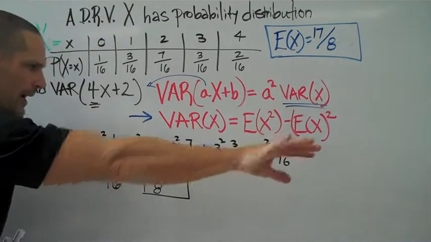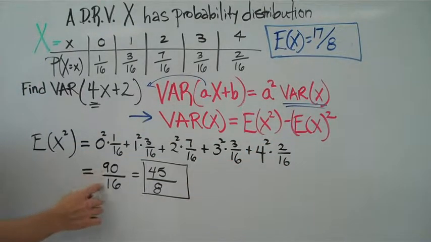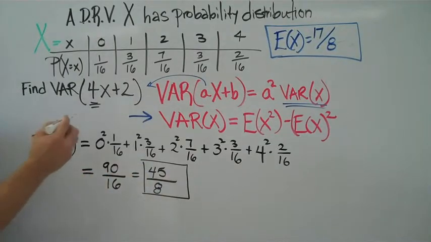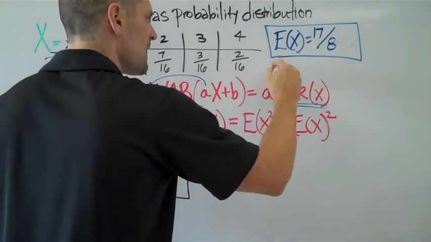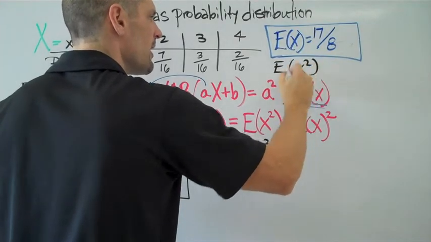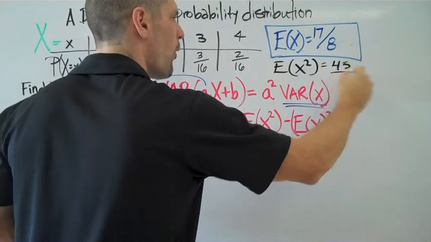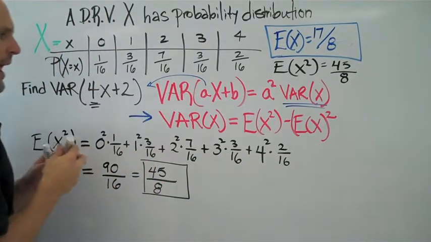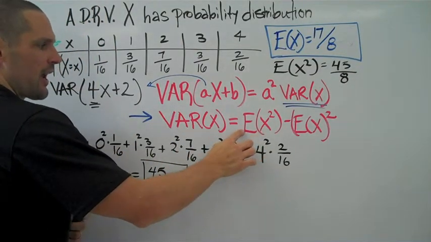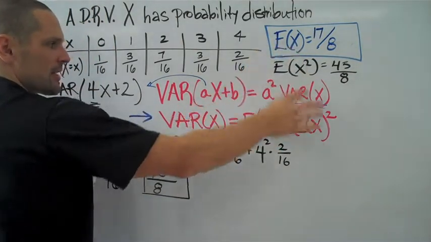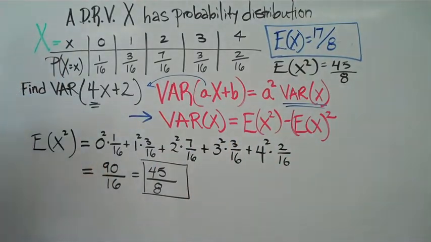Well, when I go through all the machinations of the math, it turns out this is 90 over 16, which simplifies, dividing by 2, to 45 over 8. So I'm going to write here E of x squared is 45 over 8. I know that I have to use this formula, and I've got this now, and I can take the expected value and square it to get the second part. Let's see how that works out.